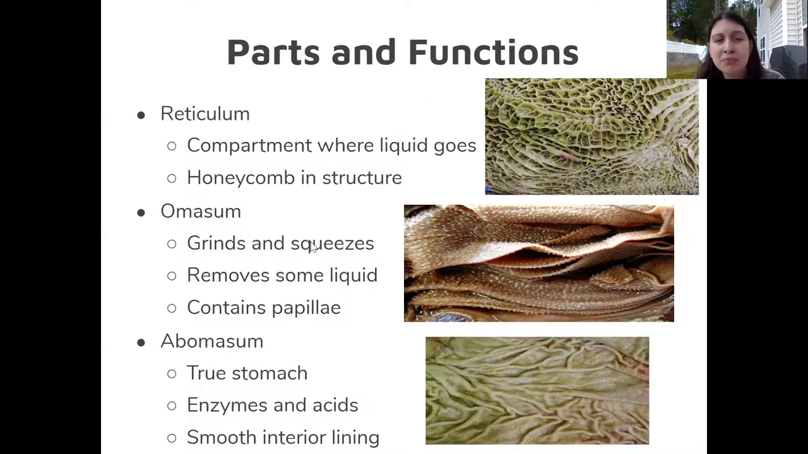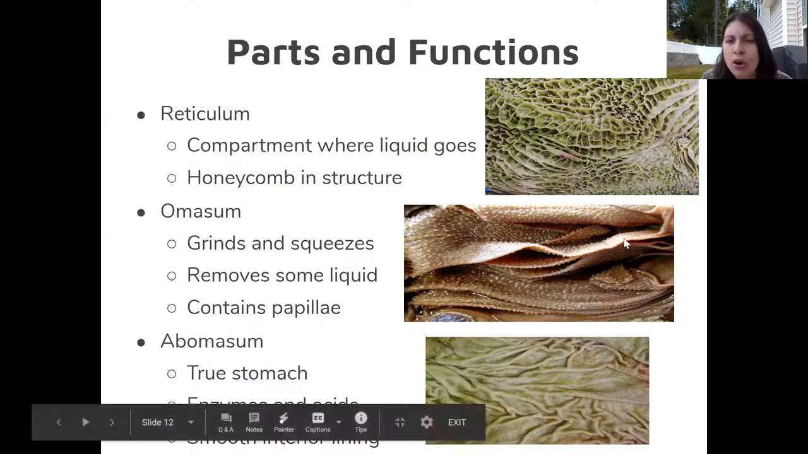The omasum, its job is to grind and squeeze the food to try to get some more liquid out. And it contains little papilla. You see these little spikes on it? Those are papilla. The papilla's job is to act like little bitty fingers, and when there's food moving around, to grab that food so that it can get caught in one of these little flaps. It'll get caught and then it can get ground up.